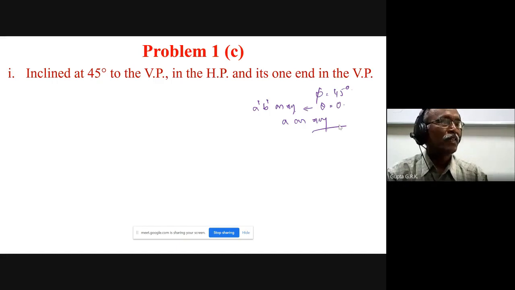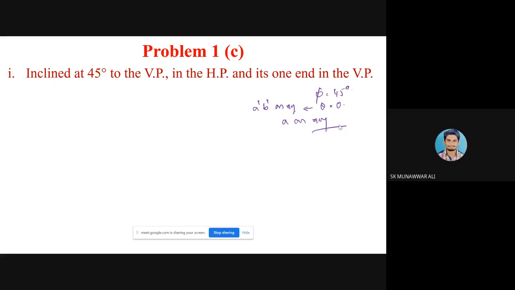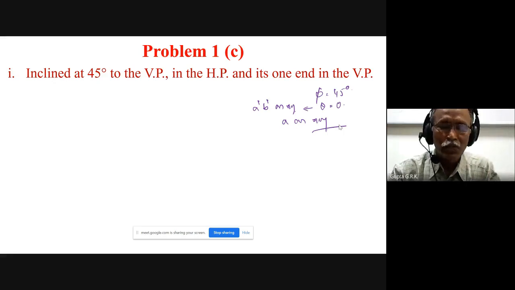Both angles are given. See, again, 5 data are there. Both angles are given, 45 degrees and 0 degrees, and the distances of A dash from XY, B dash from XY, A from XY are given. Total 5 data are given. Am I clear? Yes, sir. Okay, so now I will do that.